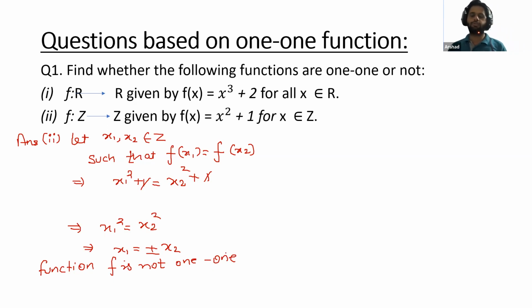And this question we can also do by giving an example. So suppose you have two sets.